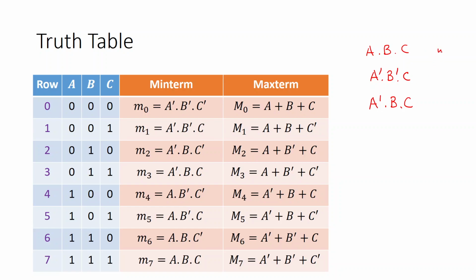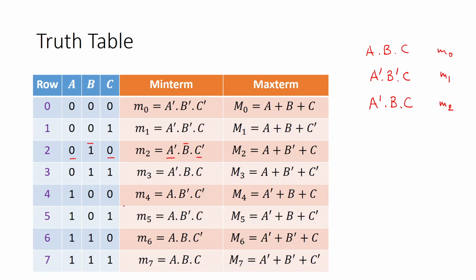Now which of these is M0, which is M1, which is M2? How am I supposed to know? It is very easy to know. Look at the input sequence: when the input variable is 0, the corresponding variable in the min term is complemented. And when the input variable is 1, the corresponding variable in the min term is uncomplemented, in original form. So this is how you can construct a min term very easily.